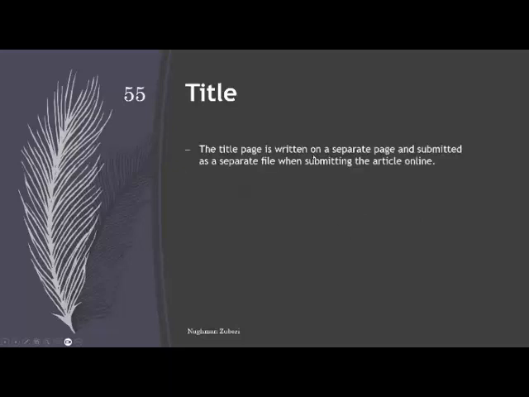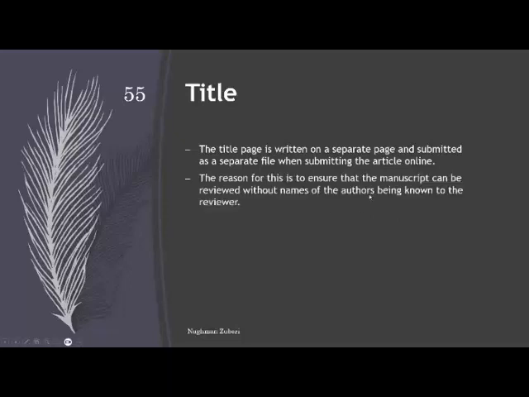The title page is written on a separate page and submitted as a separate file when you are submitting the article online. The reason is that the people who will be reviewing your article should not read the names and positions of the authors. They will be provided only the main article. This ensures that the manuscript can be reviewed without the names of the authors being known to the reviewer, because then bias will come.